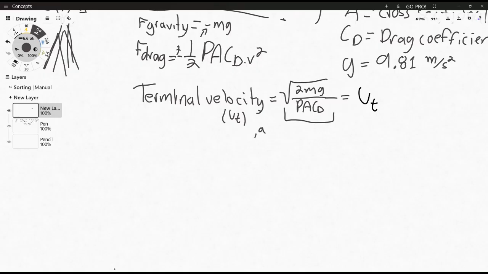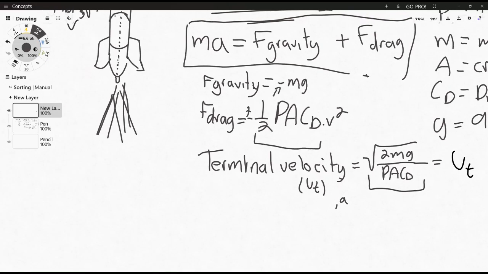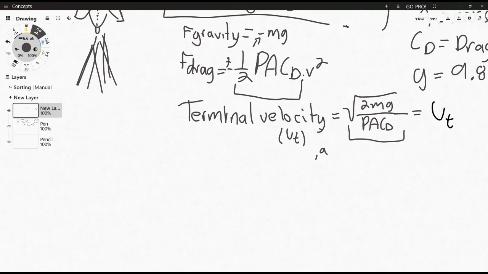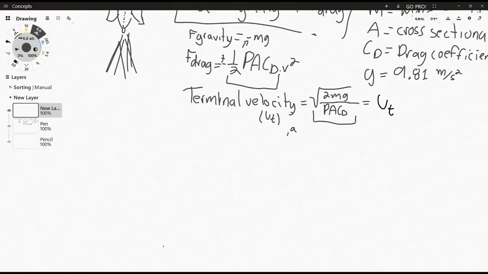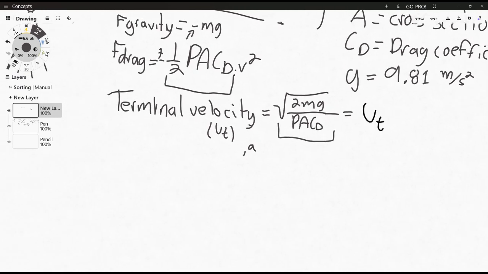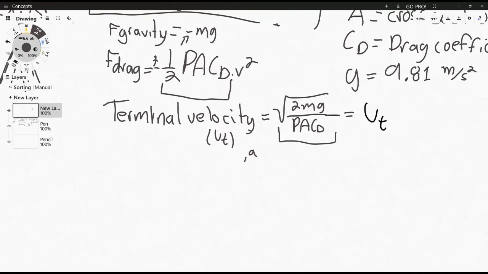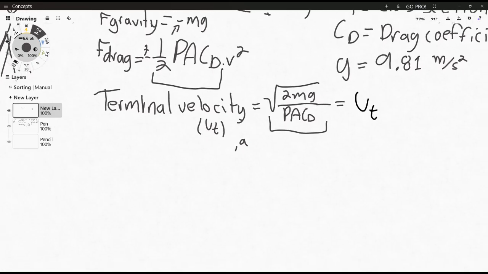Also, the reason I'm using terminal velocity is to reduce the terms that I'm going to use in this formula of drag. I'm going to use the terminal velocity concept to get everything in terms of mass, gravity, and velocity.